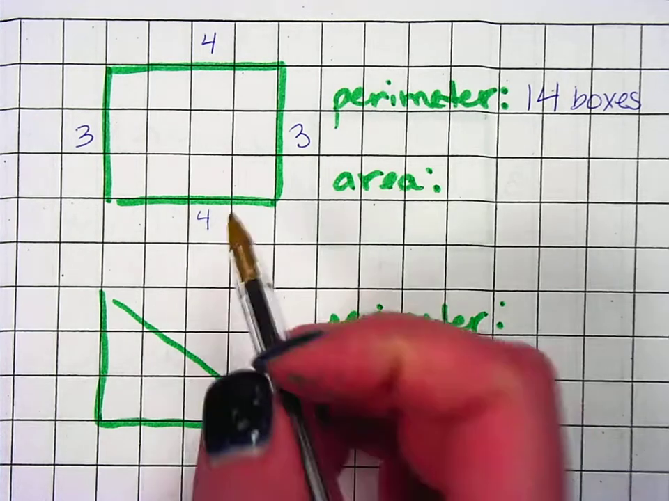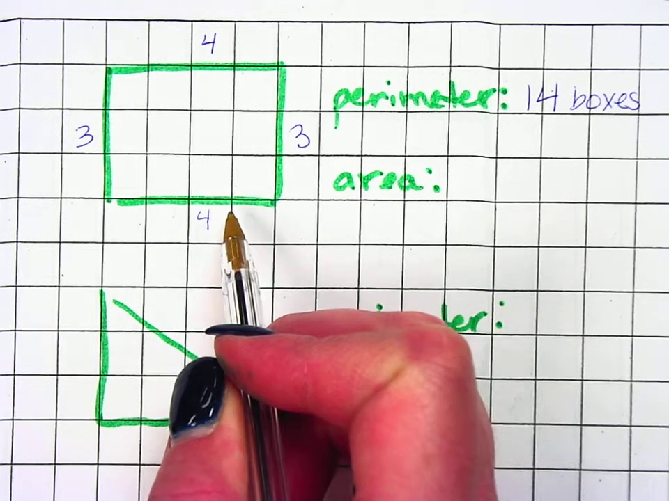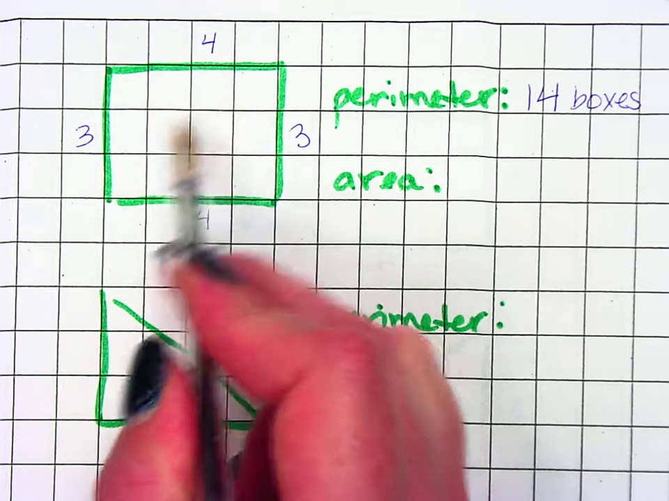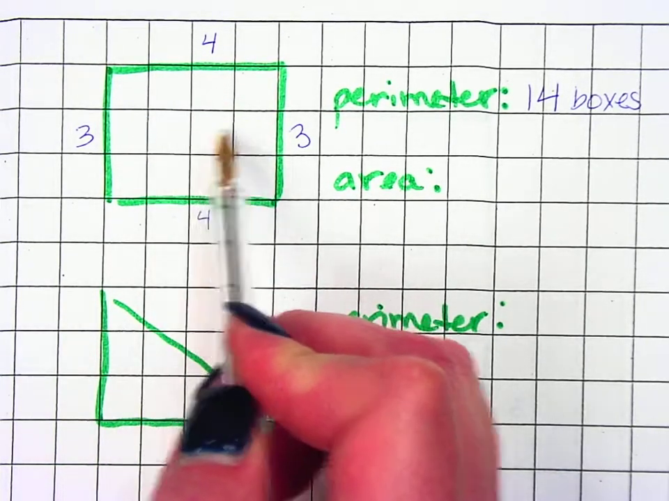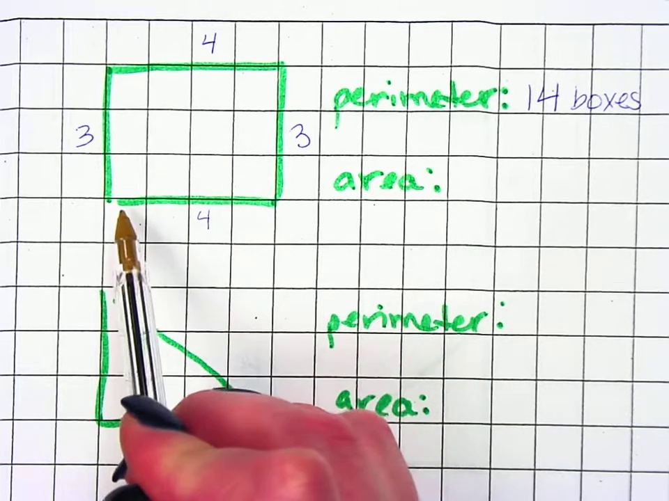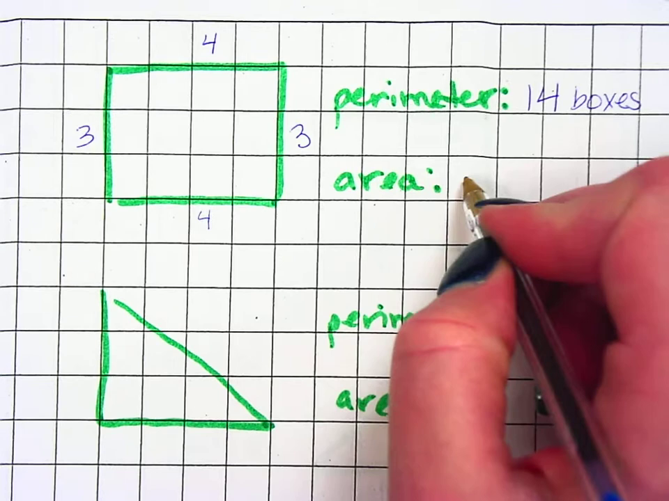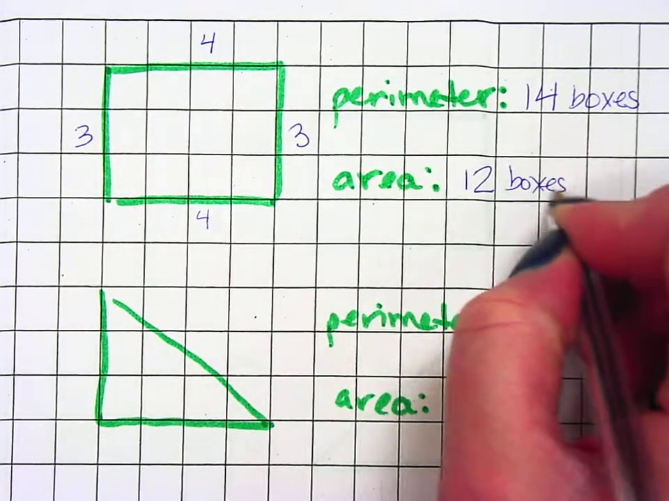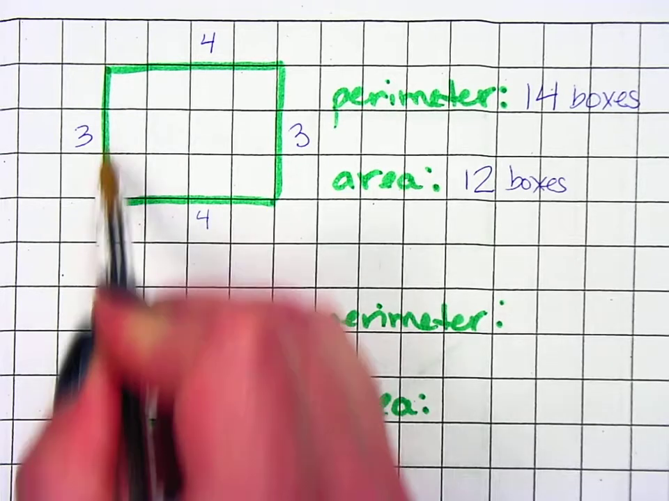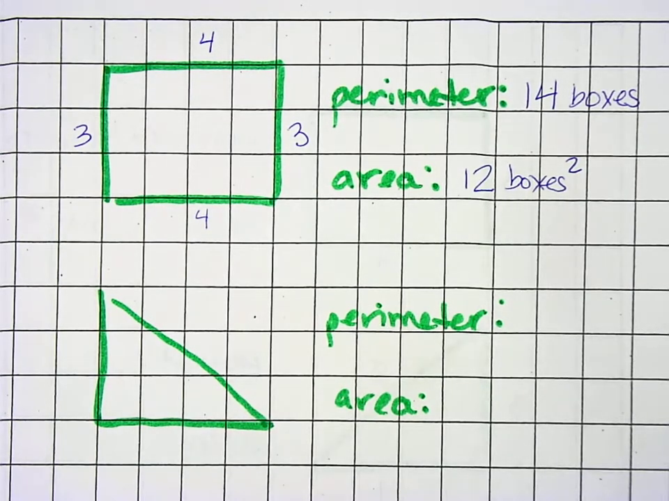Okay. Then on our formula sheet, it says area is the base times the height. So area is how much is inside, how many boxes. So instead of having to count all of these individually, my shortcut is to do the base, which is the bottom 4, times the height, which is 3. So inside, I should have 12. And then for my label, I did a box times a box. So you'll see it a lot of times with that little squared up there.